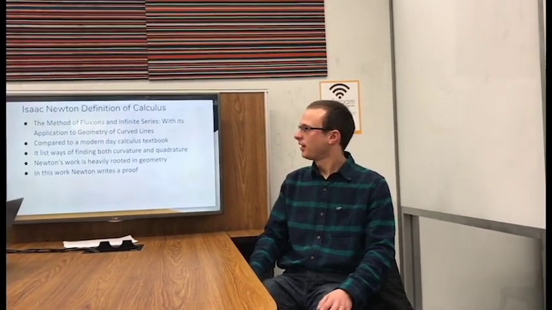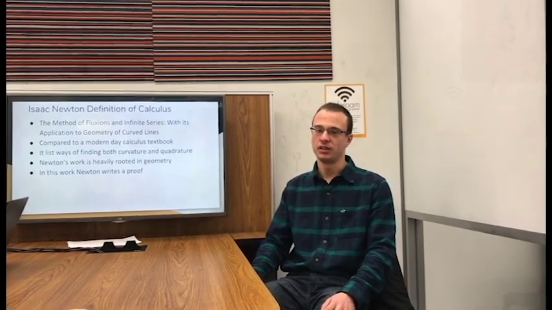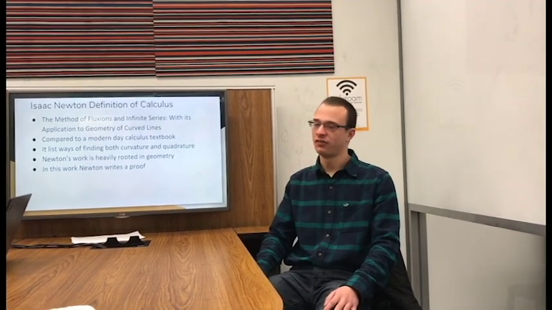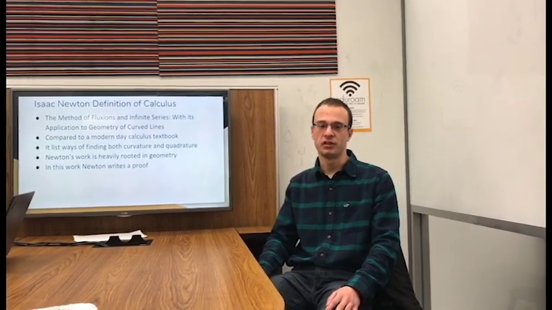This is Isaac Newton's definition of calculus. The Method of Fluxions and Infinite Series, with its Application to the Geometry of Curve Lines, can be compared to a modern-day calculus textbook. It lists ways of finding both curvature and quadrature. Curvature is extrema, maxes and mins, and quadrature is area under a curve. Newton's work is heavily rooted in geometry, and in his work Newton writes a proof.